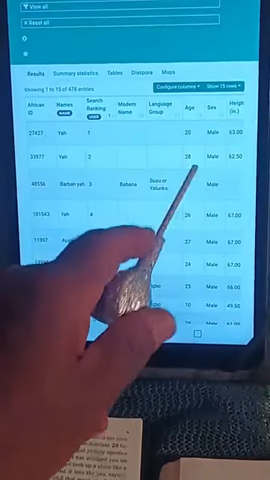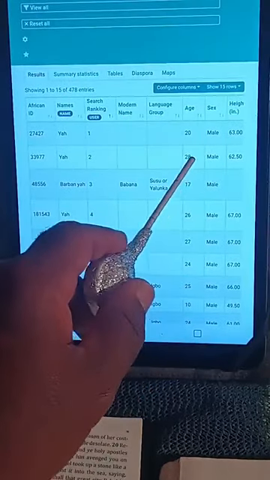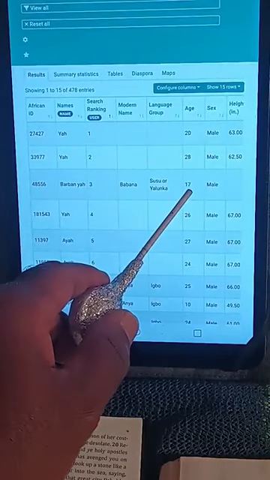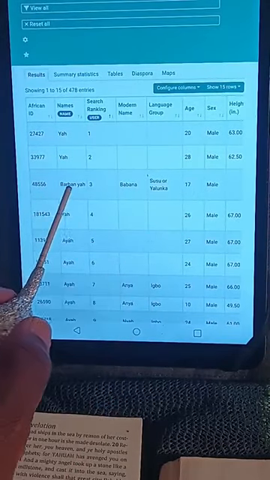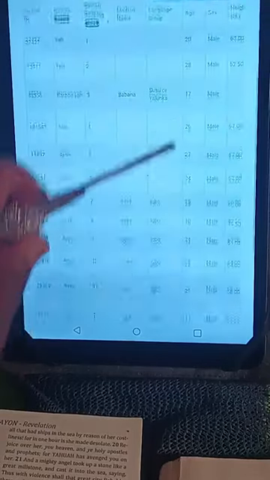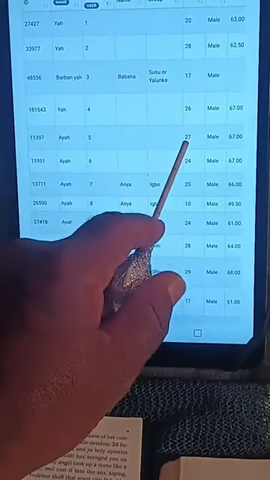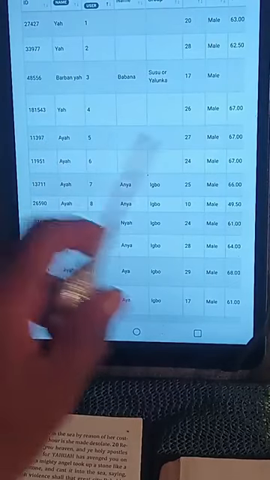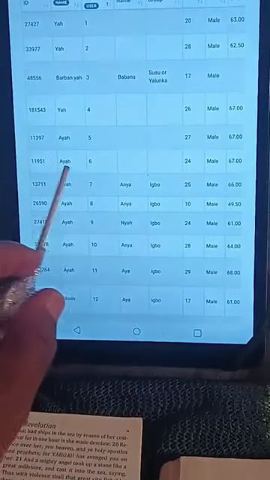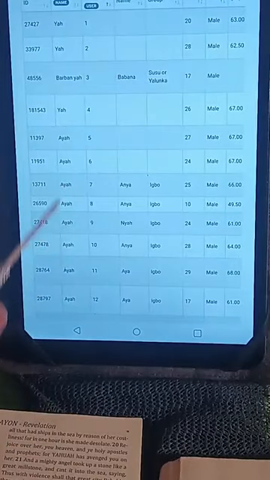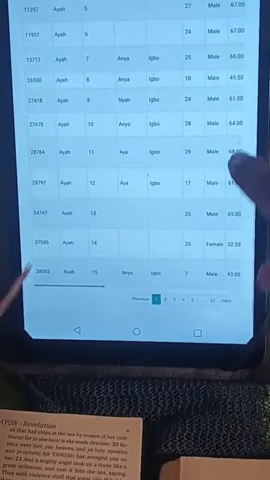Another slave with Yah in his name. This male, he's 28 years old. Yah. This male, he's 17 years old, Barbanya. Another male, 26-year-old, with the name Yah. This male's 27 years old, Ayah. This male's 24 years old, Ayah. This male's 25 years old, Ayah. All these slaves that were brought to America.